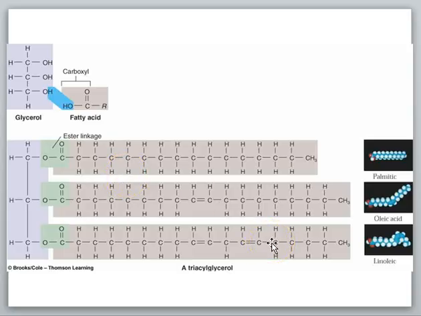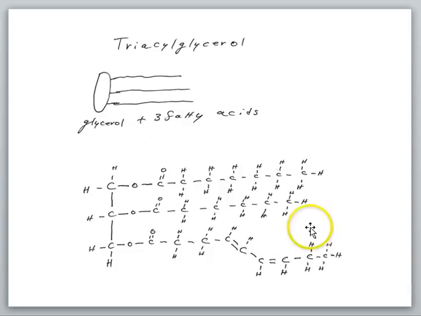Okay, so let's go down this next diagram. Triacylglycerol, here's kind of a simplified version of it. Glycerol plus 3 fatty acids. Glycerol and 1, 2, 3 fatty acid chains there. A little more detailed diagram. Here's our glycerol. These are our ester linkages tying the glycerol onto the fatty acid.